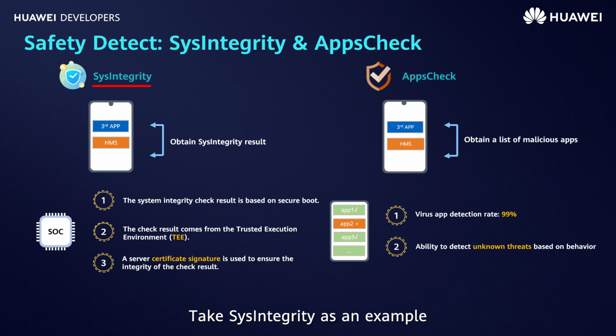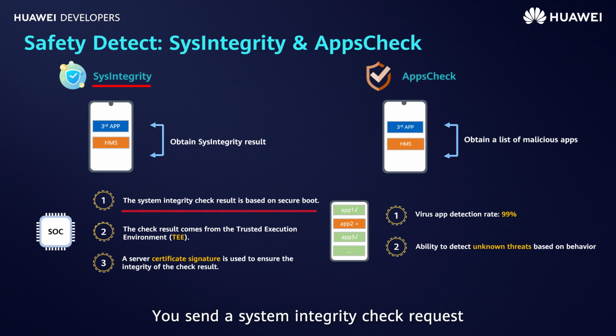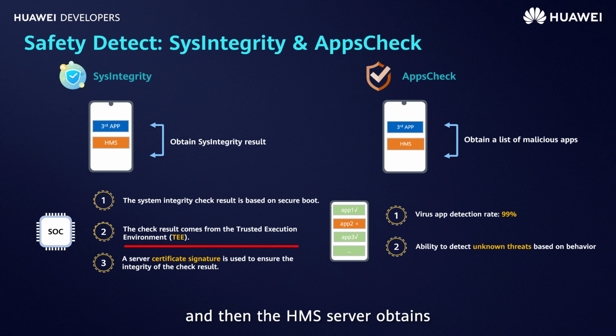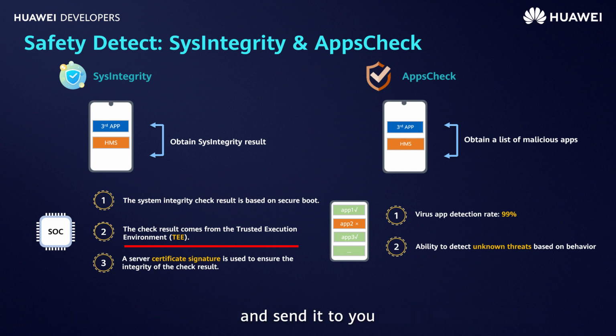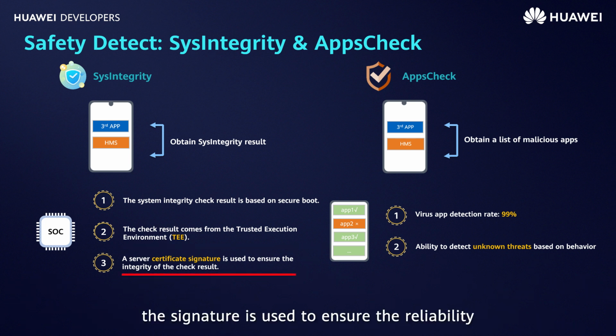Take SysIntegrity as an example. You send a system integrity check request to the HMS server, and then the HMS server obtains the check result from the Trusted Execution Environment (TEE) and sends it to you. In addition, the signature is used to ensure the reliability of the system integrity check result.